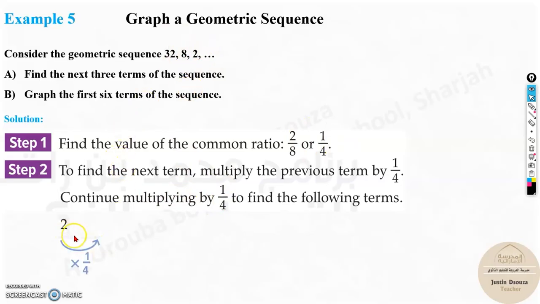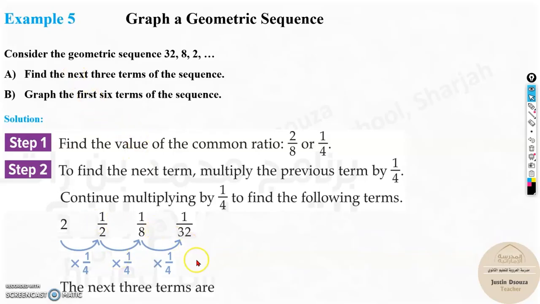So multiply by a quarter, you will get half. Multiply by a quarter again, you'll get 1/8. And the last time when you multiply, you'll get 1/32. These are the three terms: half, 1/8, and 1/32.